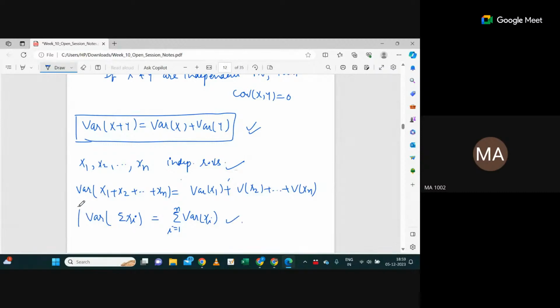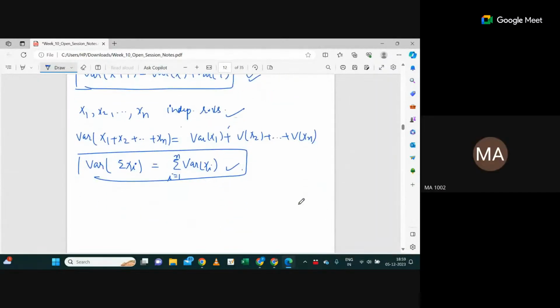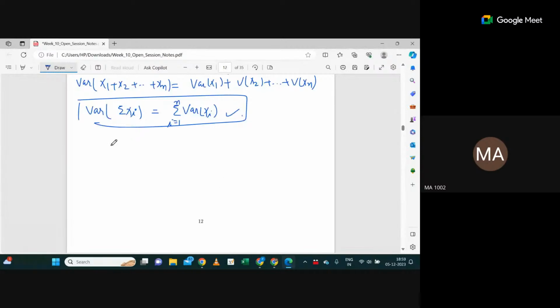Okay, is this clear so far? Any doubt? No, sir. Fine. Now, should I move to the next concept, standard deviation?